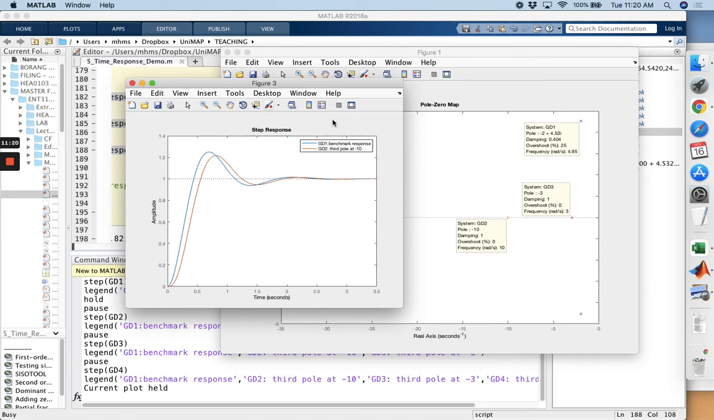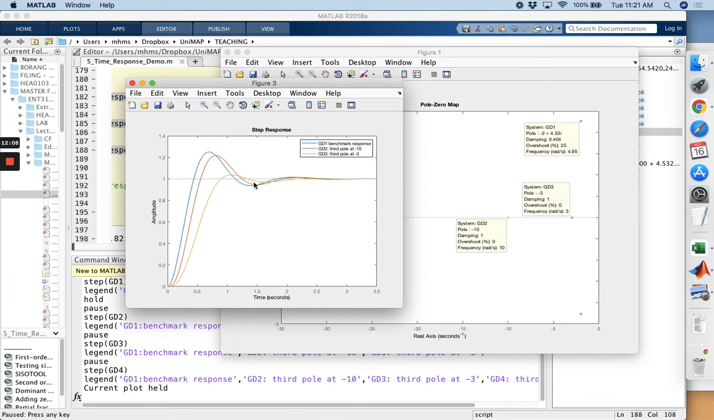How about if we have another system where the third pole is at -3? If you find the ratio, the third pole is at -3 and the dominant pole is at -2 here. So the ratio is less than 5. You can see here the yellow plot is much different as compared to the blue plot. So for this third order system, the yellow one, we cannot use the second order approximation to find the parameters of this plot.